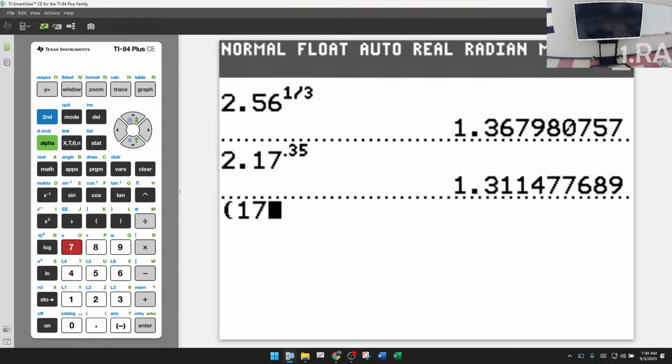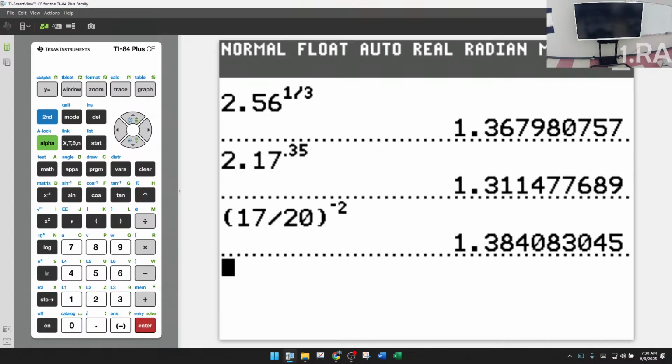Parentheses 17, 20 to the -2. 1384. That's the last one. Bottom right. So bottom right, that number will put a 2.